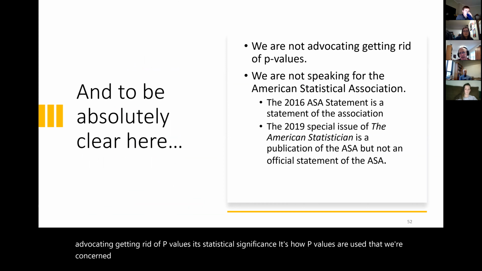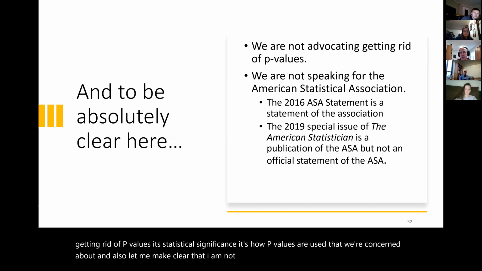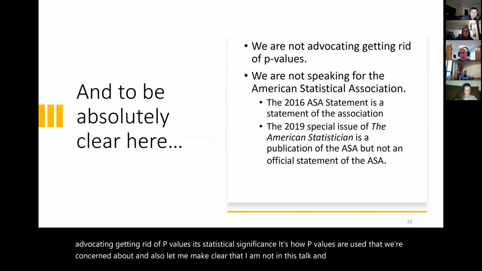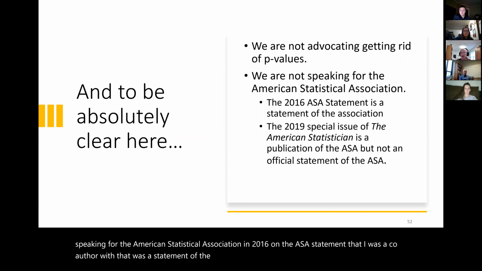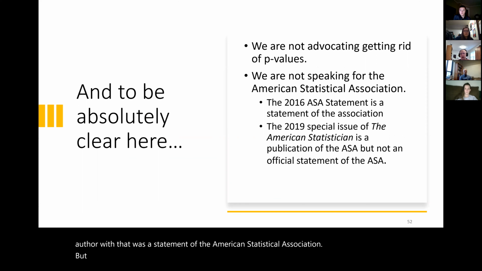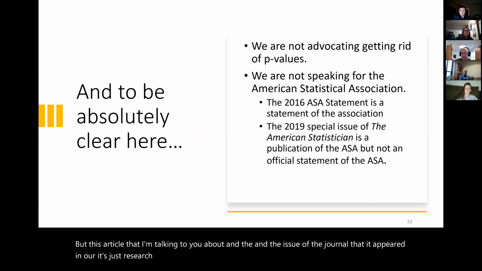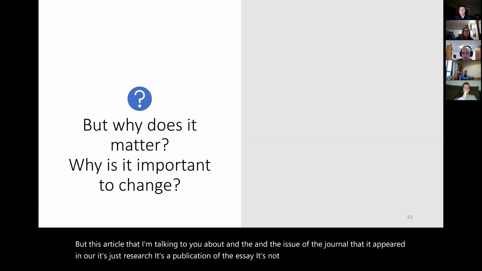And also let me make clear that I am not, in this talk and in that article I wrote, speaking for the American Statistical Association. In 2016 the ASA statement that I was a co-author of was a statement of the American Statistical Association. But this article that I'm talking to you about, and the issue of the journal that it appeared in, it's just research. It's a publication of the ASA. It's not an official statement.